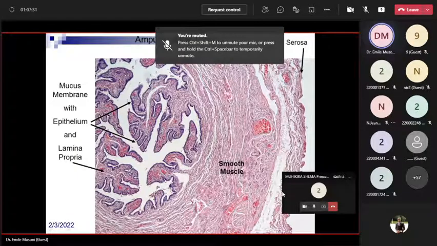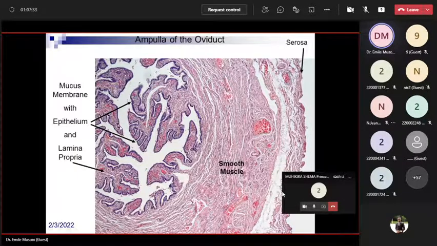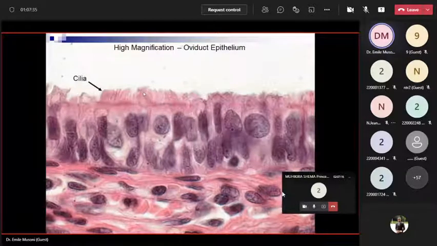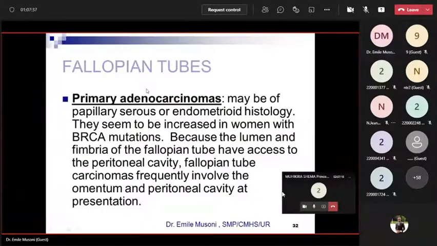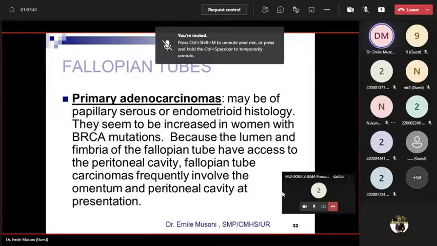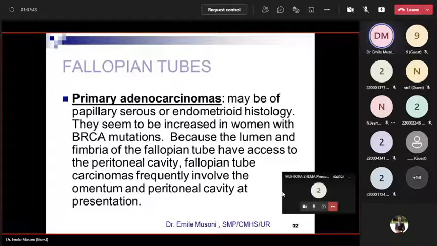This is an image of the fallopian tube. This one, you know, if you still remember. A primary adenocarcinoma of the fallopian tube is rare. It is not common. It can happen, but it is very, very rare. And when it is there, it can involve the omentum and the peritoneal cavity.